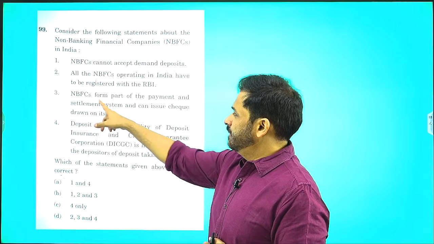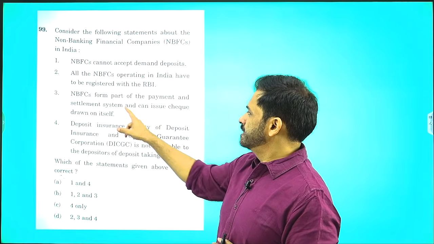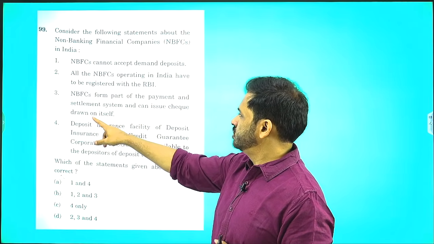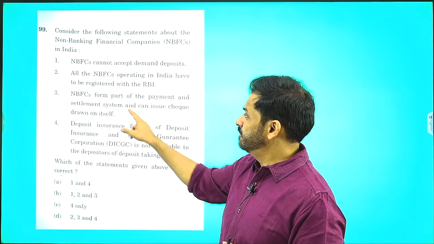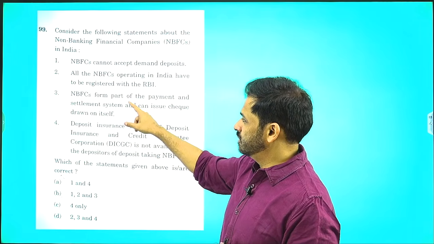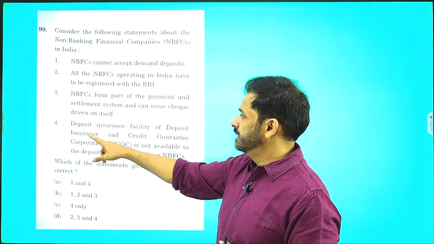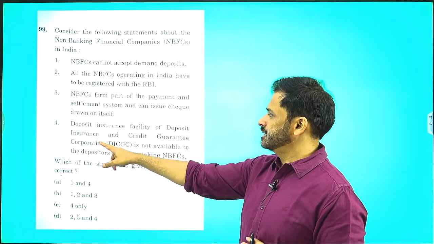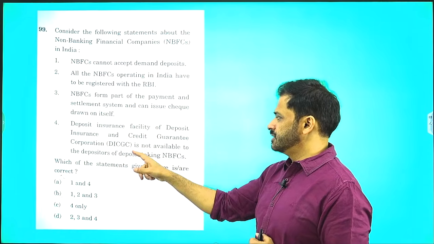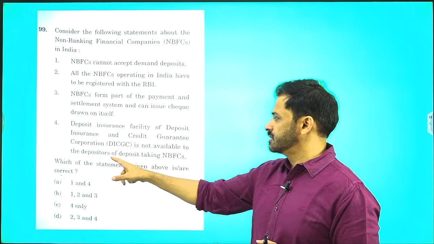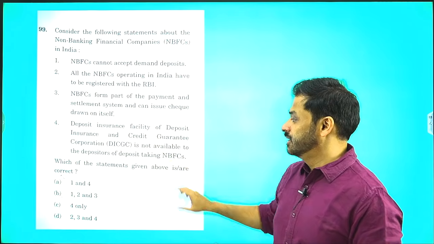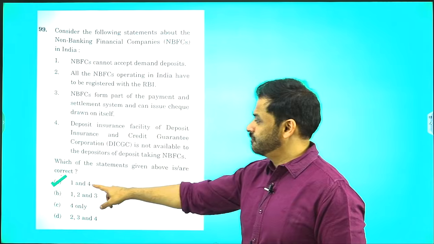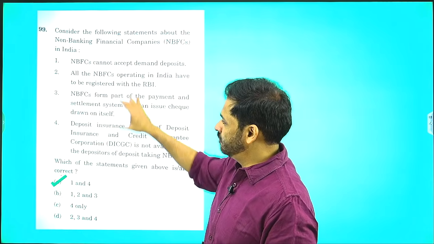The third one, NBFCs form part of the payment and settlement system and can issue cheques drawn on themselves. This is not correct. This will be done only by the banks. The fourth statement, deposit insurance facility of the Deposit Insurance and Credit Guarantee Corporation is not available to the depositors of deposit-taking NBFCs, is correct. So 1 and 4 are correct for sure.